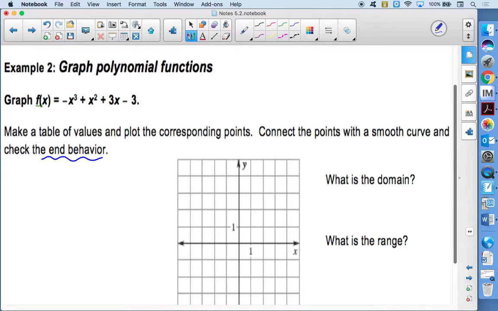So to determine end behavior, you need to get the degree of the polynomial. So in this case, what's the degree of the polynomial? Lexi? 3. So it's a 3, and let's say 3 is even or odd? Odd. And the coefficient in front of it is -1. So it's odd and it's negative.